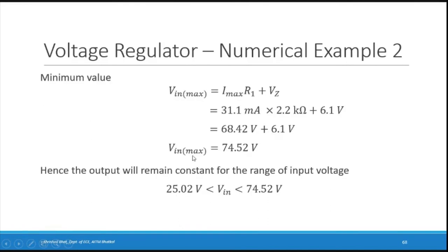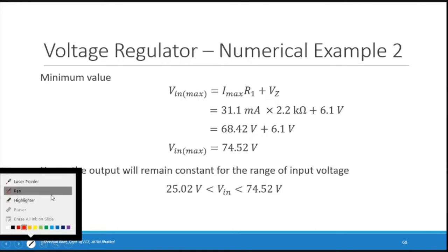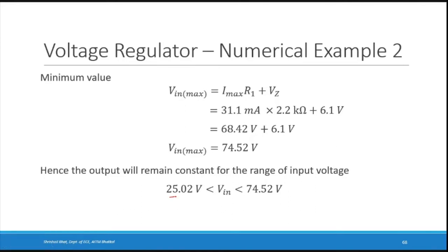What you are asked is to find the range of input voltage for which the output will remain constant. So this is actually the range of input voltage for which the output will remain constant. That is, V in should be more than 25.02, the minimum value of V in. It should be more than this, and it should be less than 75.52. This is the maximum value that V in can be. So if V in is in between these values, our output voltage will be constant.